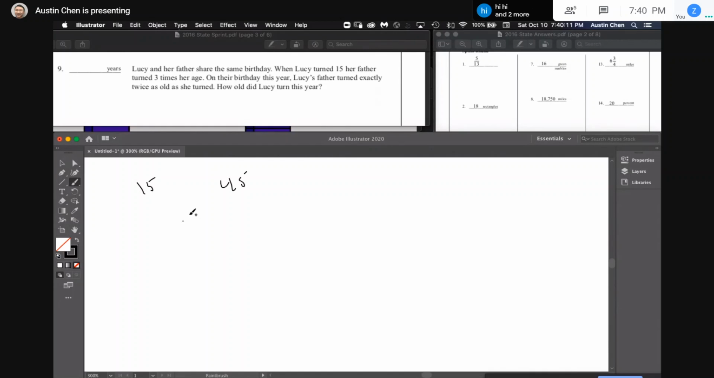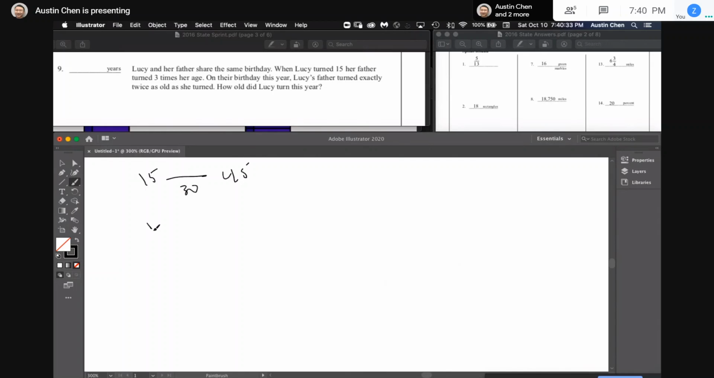Now, with ages, the separation between two ages is always going to stay the same, right? If you share the same birthday, every year you go up by one, but the difference is still going to be the same. So the difference between the ages is 30, which means the difference between their ages always has to be 30.